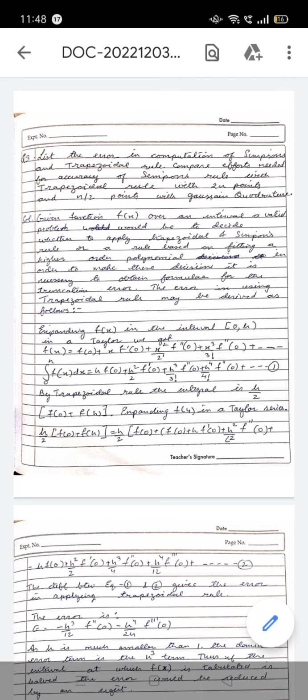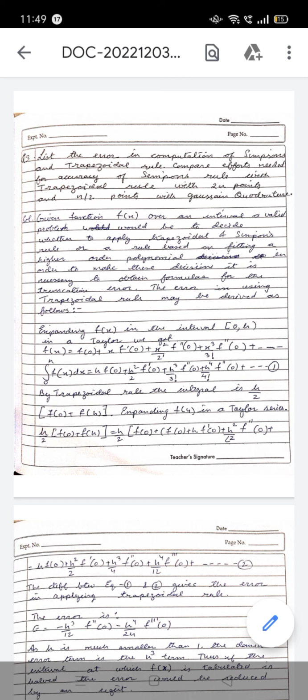Hello everyone, in this question we will be solving question number 3 of internal paper number 3. In this question we are asked to list the error in computation of Simpson's and trapezoidal rule. Compare efforts needed for accuracy of Simpson's rule with trapezoidal rule with 2 endpoints and n by 2 points with Gaussian quadrature. I'm assuming that you guys have basic knowledge of Simpson's rule, trapezoidal rule and Gaussian quadrature.